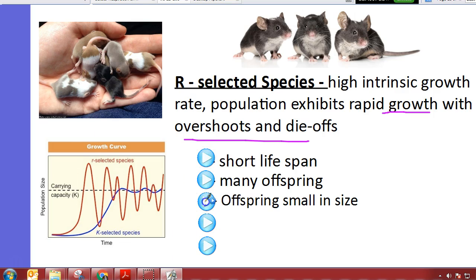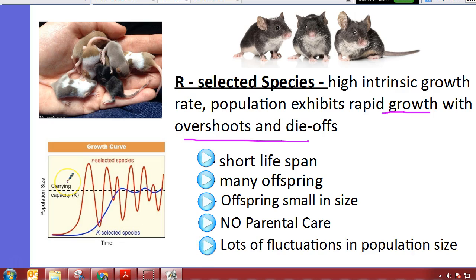So the opposite characteristics here, short lifespan, many offspring.